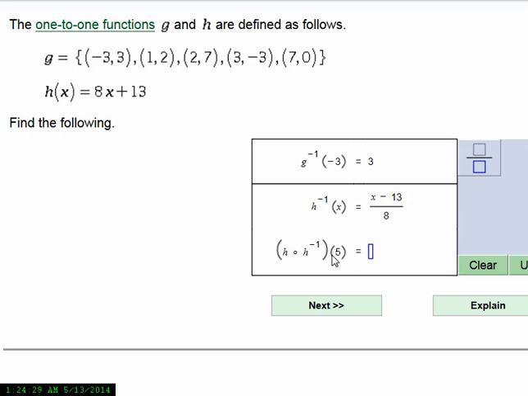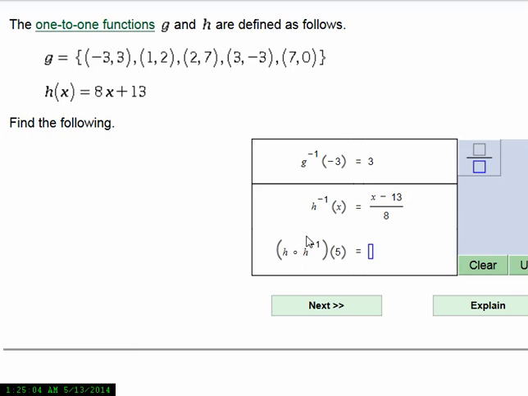So I'm going to take this 5 and plug it in for x. So I'm going to get 5 minus 13, which is negative 8. And negative 8 over positive 8 is negative 1. So I'm going to have negative 1 when I do the first evaluation. So I'm doing h inverse of 5, which means to take 5 and replace everywhere you see an x with 5. So 5 minus 13 is negative 8, divided by 8 is negative 1. So h inverse evaluated at 5 is negative 1.